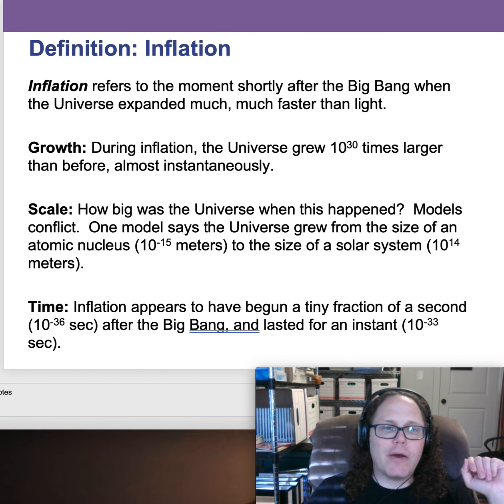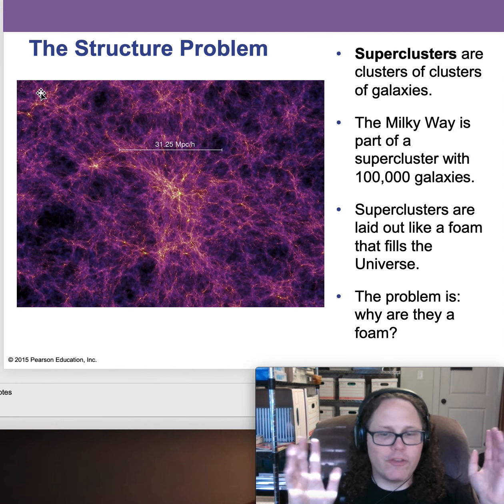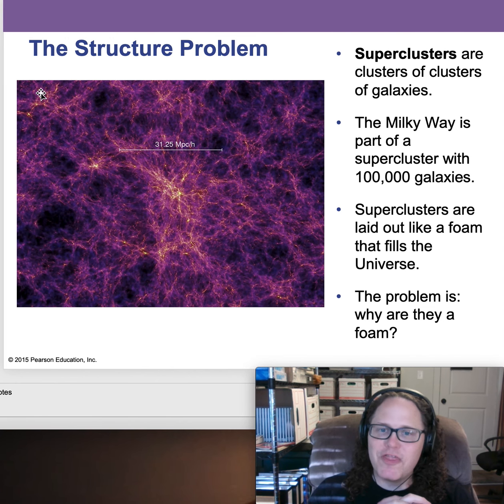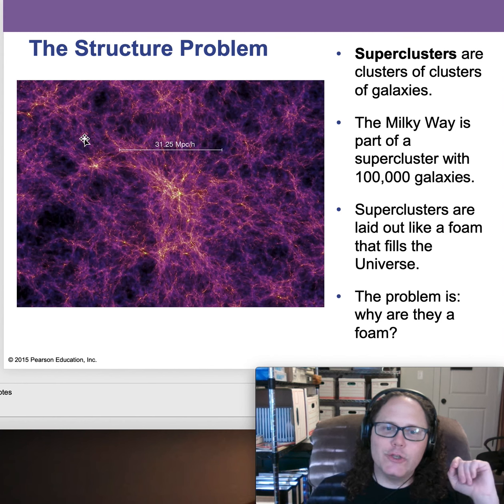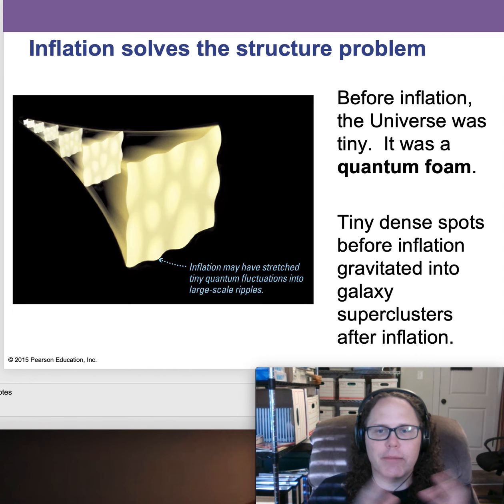So let's talk about how inflation solves the problems. This is a computer model of the largest structures in the universe, superclusters of galaxies. It matches what we see with our telescopes very well. That's why it's a famous model. The Milky Way, in fact, is part of a supercluster of about 100,000 galaxies, and superclusters fill the universe like a foam. But why? Well, inflation solves that problem.